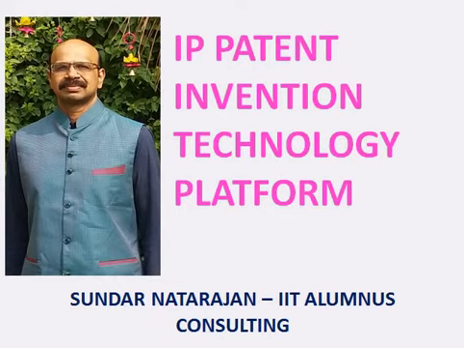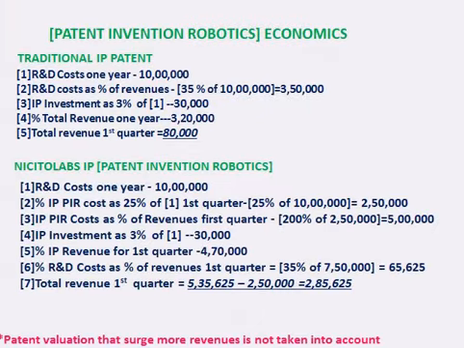So, if we enter into the patent invention robotics economics, there are two different categories into it. The first category is traditional IP patent, and the other one is Nisto Labs IP patent invention robotics, which I'm going to talk about. If you take the traditional IP patent, you have R&D cost for 1 year, say 10 lakhs. Then you take a percentage of revenue out of R&D. You have a projection on that, say 30%. It usually changes from 0 to 50.